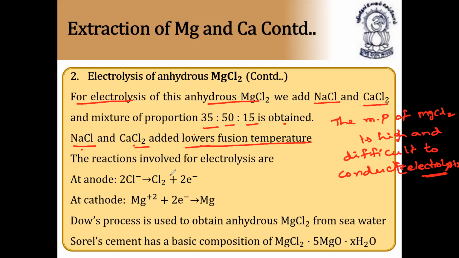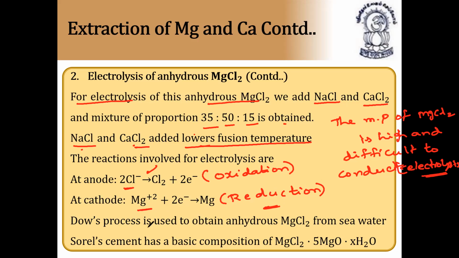The reactions involved: at the anode, from magnesium chloride, chloride ions will go to the anode and undergo oxidation by losing electrons. That's why we write 2Cl minus gives Cl2 plus 2 electrons, forming chlorine gas. And magnesium ions will go to the cathode. At the cathode, Mg2+ gains 2 electrons and forms magnesium. So it is undergoing reduction. At the cathode, reduction always takes place, and at the anode, oxidation takes place.